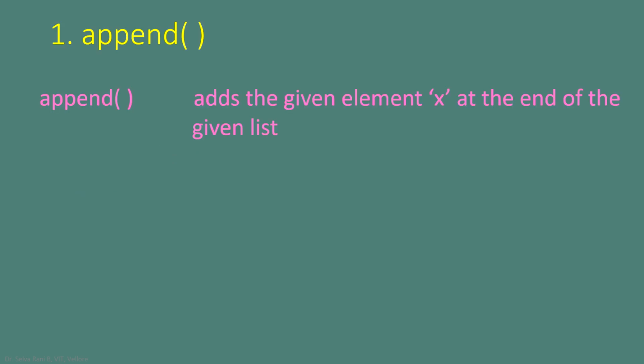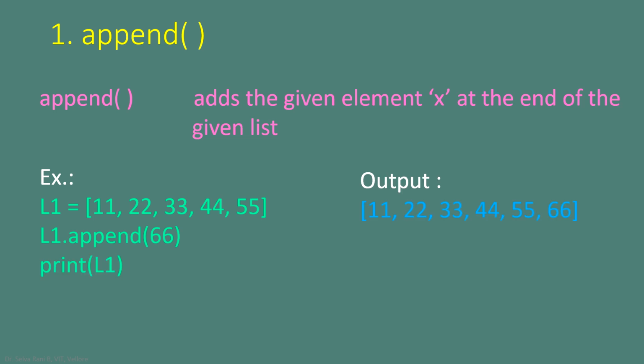The first one, append. Append is the method which adds a given element x at the end of the existing list. For example, let L1 is equal to 11, 22, 33, 44 and 55. If we want to add another number 66 at the end of it, we have to use the method append. Now L1 dot append of 66 will add the value of 66 at the end of L1. If we display L1, we will be getting the result as 11 to 66.